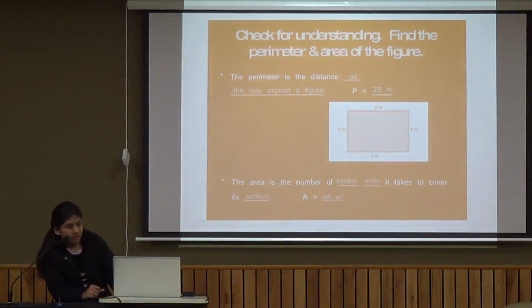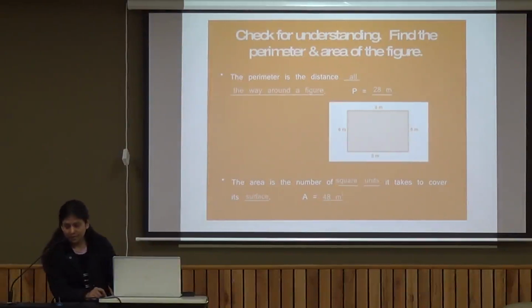Suppose this question is all about finding perimeter and area of the rectangular field. Here, the length is 8 meter and breadth is 6 meter. Therefore, the perimeter is 2 into (L plus B). That is twice the length plus twice the breadth. Therefore, the perimeter is 28 meter.